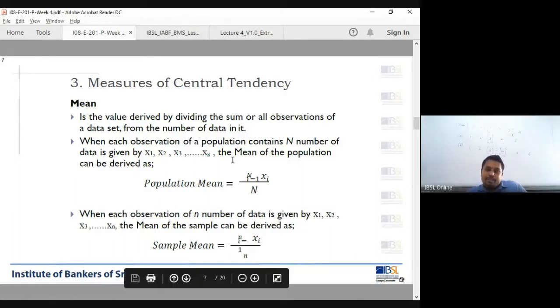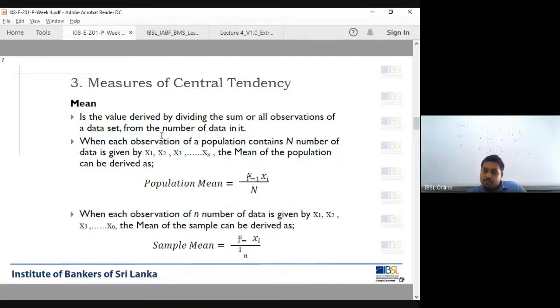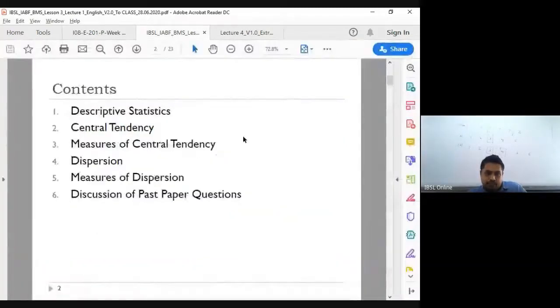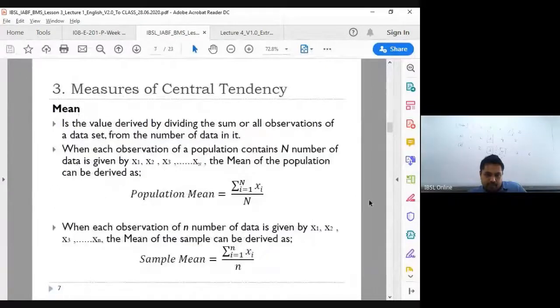When each observation of a population contains capital N number of data, denoted by simple variables x1, x2, x3 towards xn, the mean of the population can be derived by, let me just quickly shift towards my original slide set. Yeah, now this is the correct equation. The mean of the population can be derived as sigma i equals 1 to capital N of xi, divided by N.